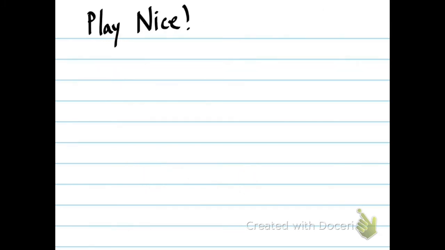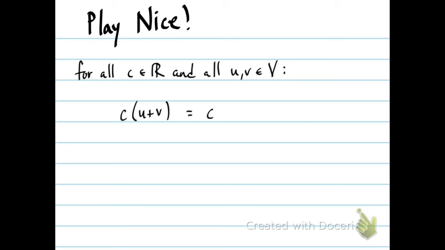And finally, we want these two operations to play nicely with each other. So for all scalars c and all vectors u and v, if I scale u plus v, I want that to equal c times u plus c times v. And this is item 7 in the definition on page 190.